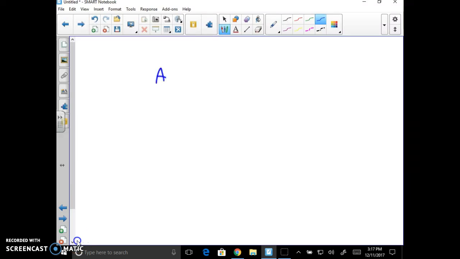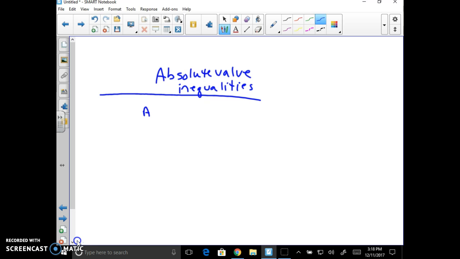Okay, so we're going to talk about absolute value inequalities. You should have a handout in class. Okay? And you're going to fill it in. There are two cases at the top, but basically what I'm going to go over is it says, what does this mean?